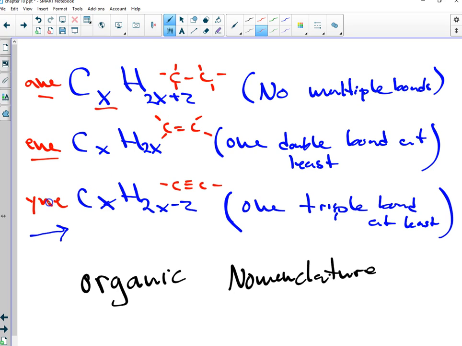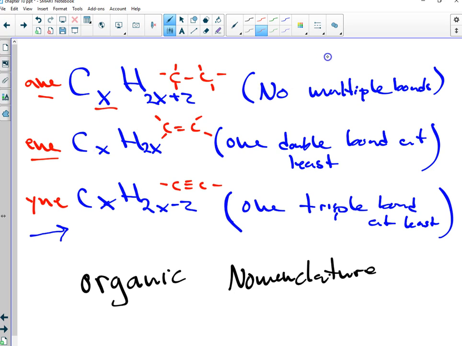The YNE, propyne, we have a triple bond. All right, and every time we add a bond, we remove a pair of hydrogen atoms that need to be there. So now we have 2x minus 2.